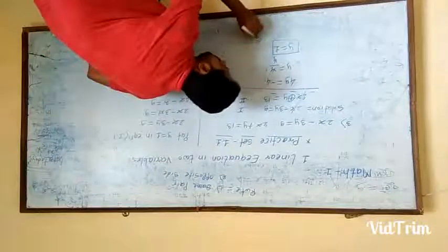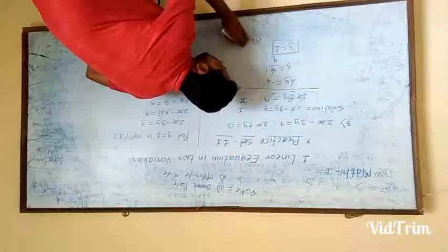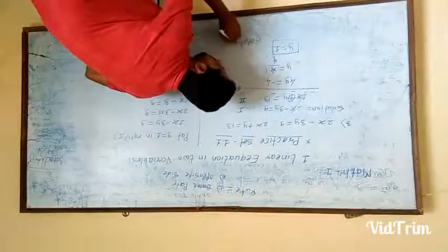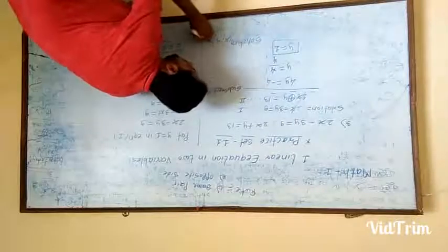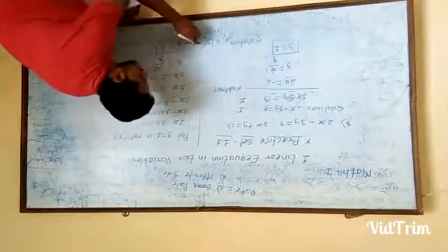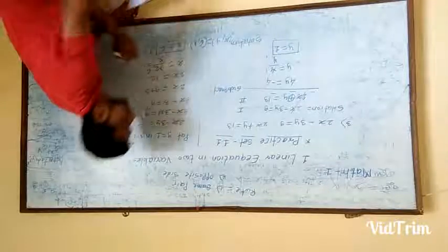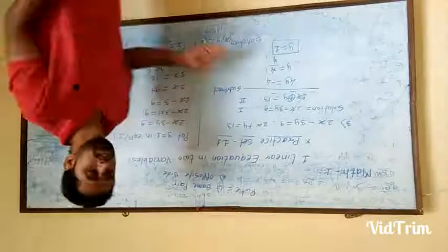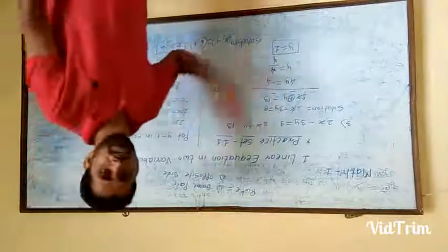When we write the solution, x and y is equal to: x value 6 and y value 1. So you can solve it, very simple. Write it down.